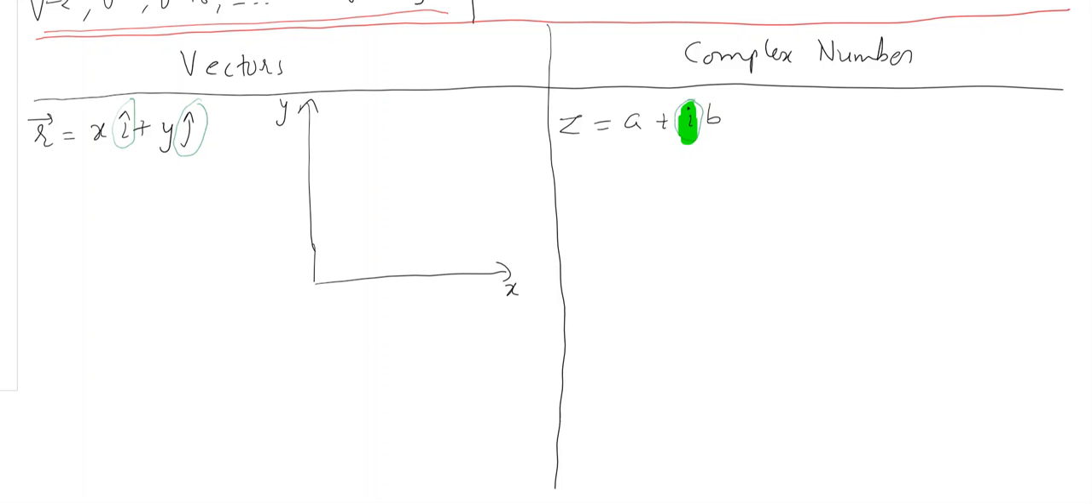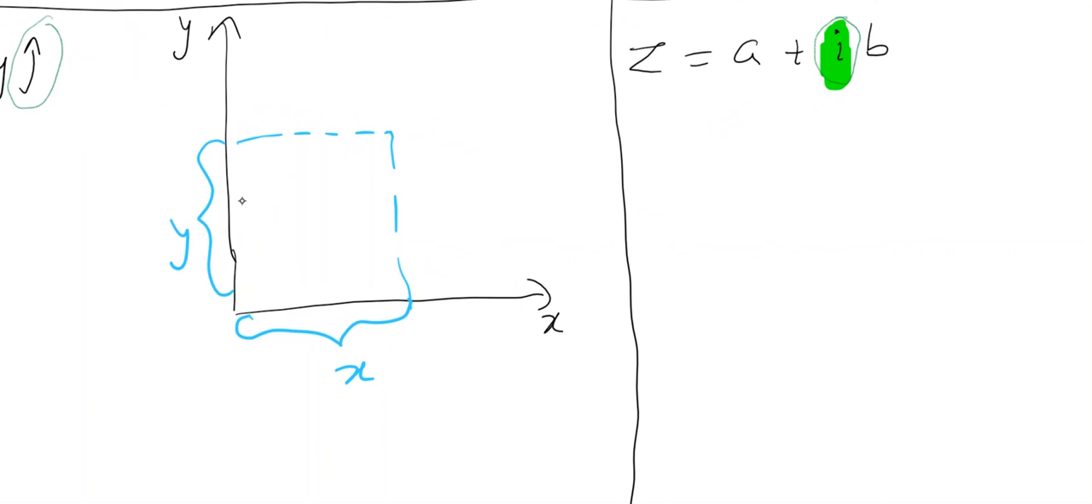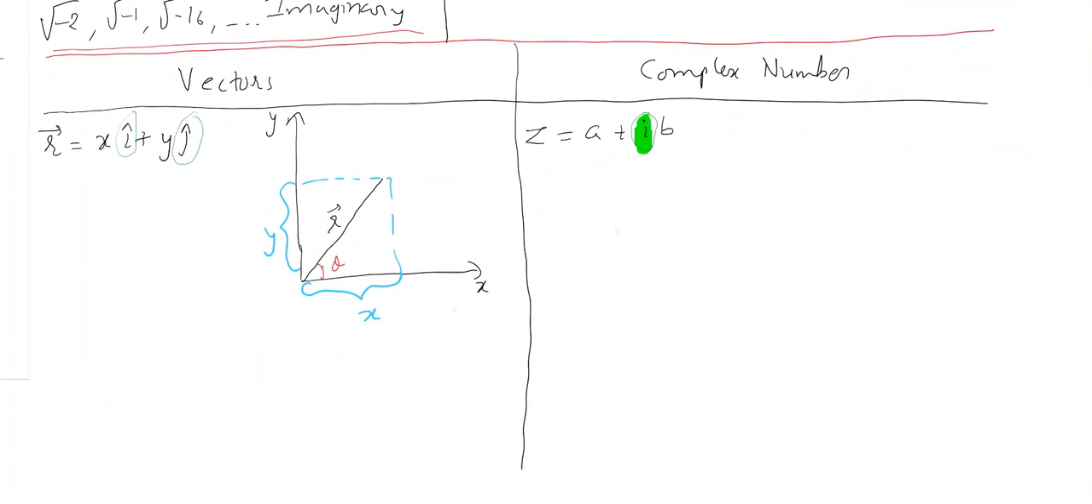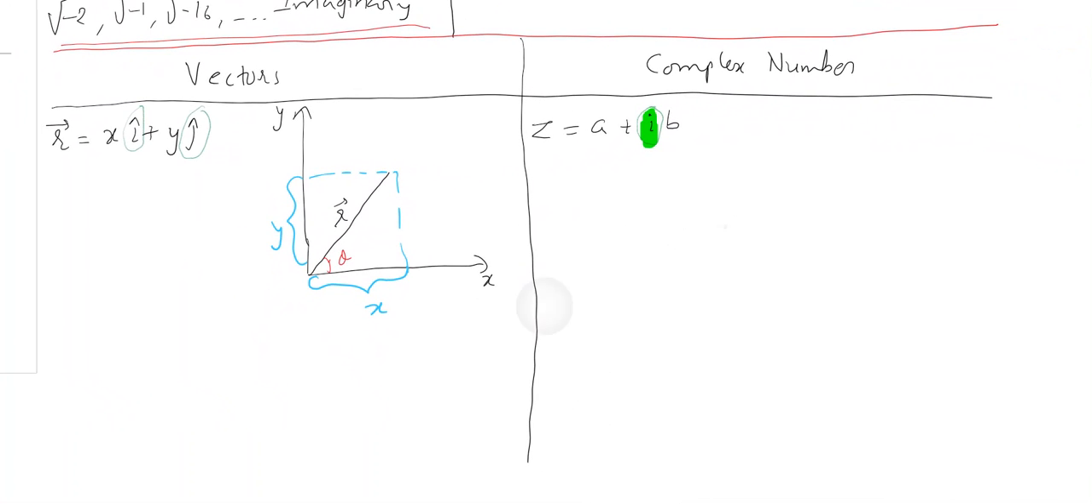How do we present it? So we take x on the horizontal axis, y on the vertical axis, and then we say that this line is vector r and this angle is the direction of vector r. Very similar thing we have in complex numbers.